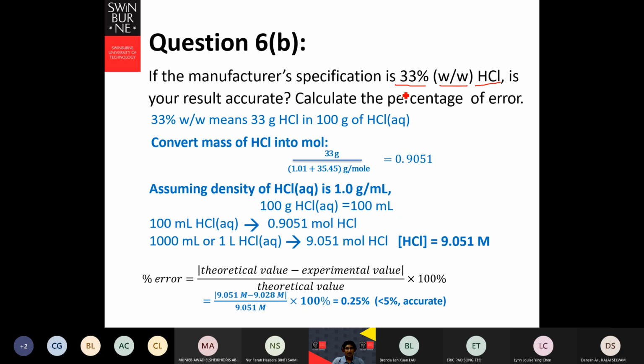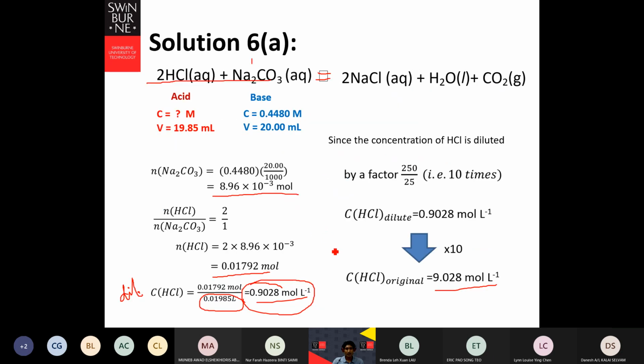Okay, HCl. Is your result accurate? Calculate the percentage of error. So 33% means 33 grams in 100 grams of HCl, since it is weight by weight. 33 grams means how many moles? We can easily find out, right? 33 grams means how many moles of HCl there are, and that is 0.9051. How many did you get? We get 0.9028 moles, right?